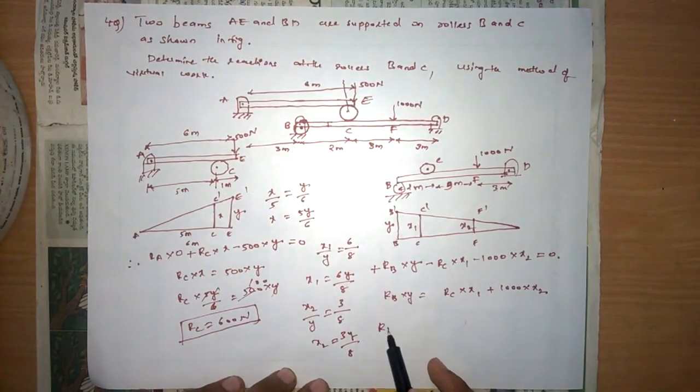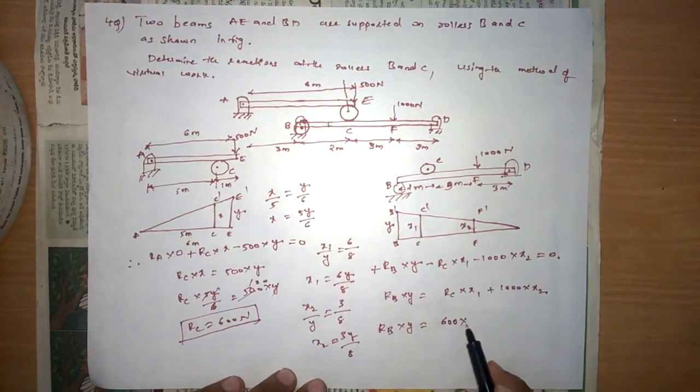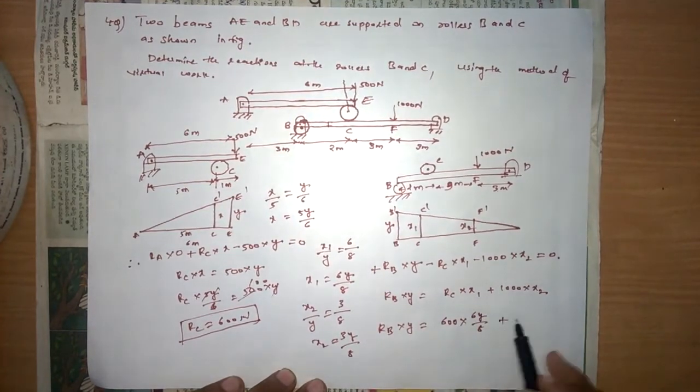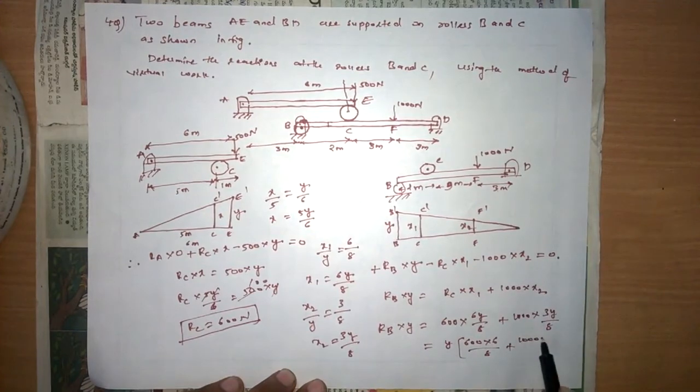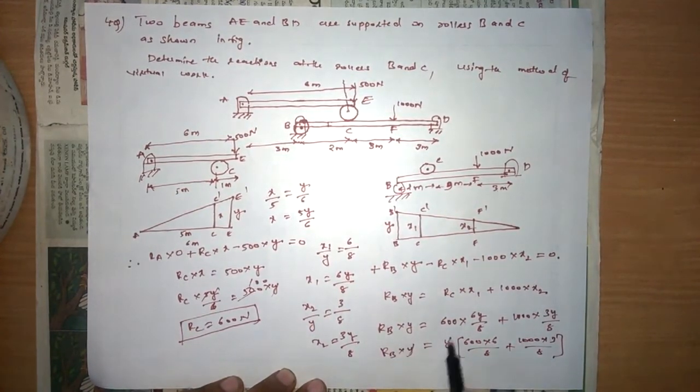Substitute this. RB into Y equals RC, which we already found out as 600, into x1, where x1 is 6Y by 8, plus 1000 into x2, where x2 is 3Y by 8. By taking Y common, RB into Y equals Y times 600 into 6 by 8 plus 1000 into 3 by 8. This Y gets cancelled, therefore the reaction RB is 825 newtons.